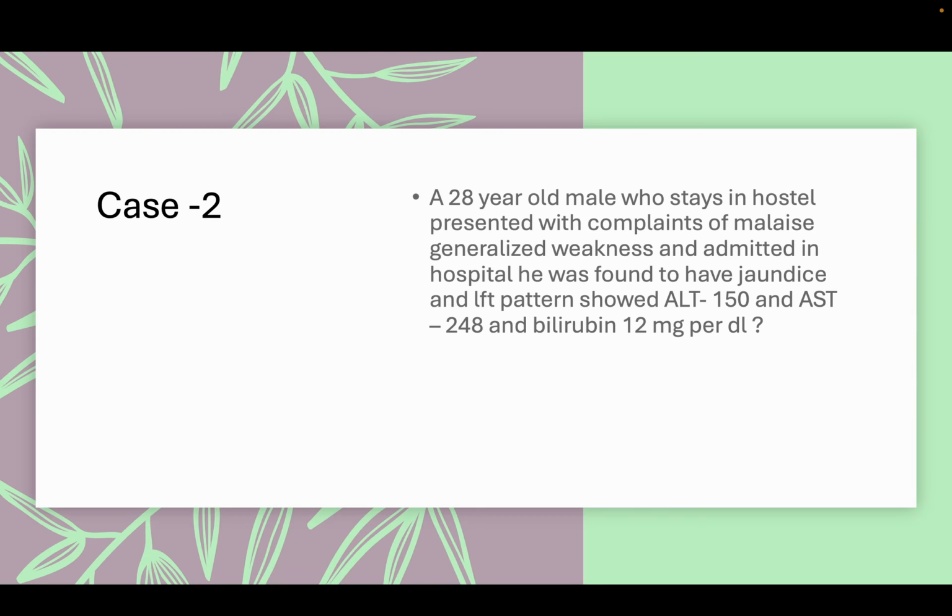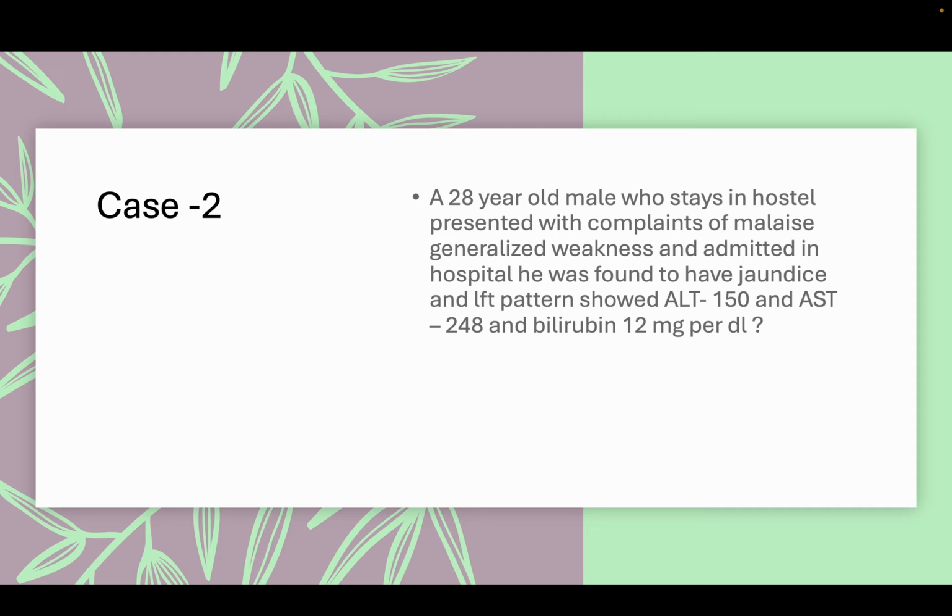Case 2. A 28-year-old man who stays in a hostel presented with complaints of malaise and generalized weakness, and was admitted to hospital. He was found to have jaundice, and the LFT pattern showed ALT 150, AST 248, and bilirubin 12 milligrams per deciliter. So what is this case? He is a 28-year-old. He stays in a hostel. He has malaise and generalized weakness.